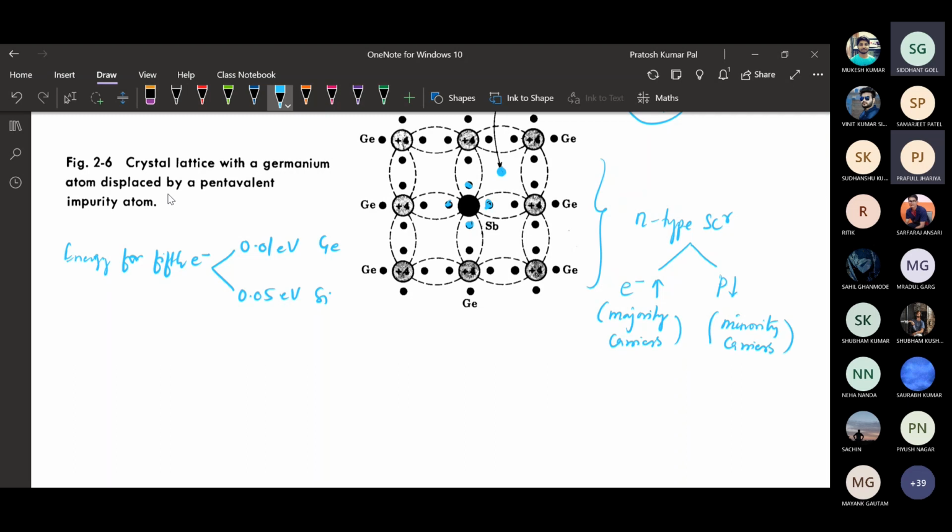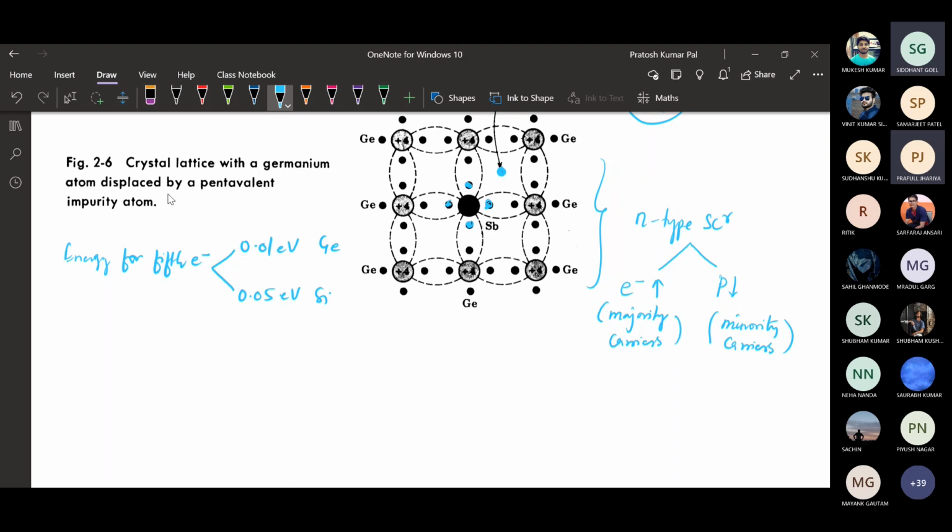That means the current conduction will basically be contributed by the electrons only in case of an n-type semiconductor, because it has a larger quantity of electrons. But in an n-type semiconductor, holes are in less quantity, so they will contribute very little to the current conduction. That's why it's called the minority carrier.